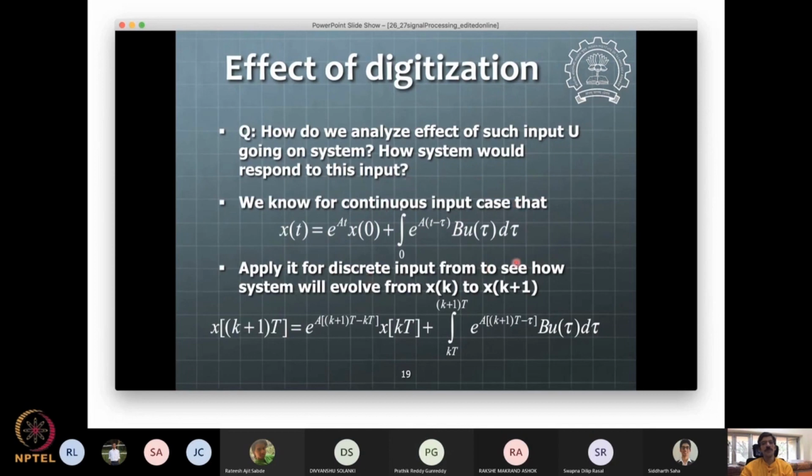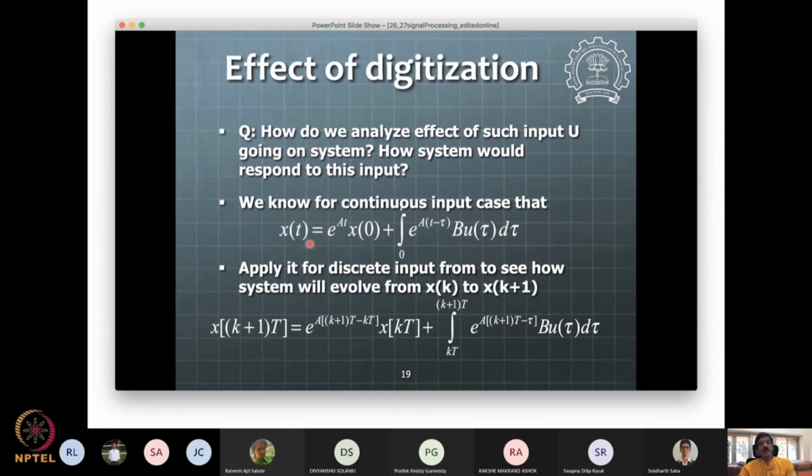Both forms are there, and x0 is your initial condition. This is how the solution of the system of the form x dot equals Ax plus Bu will be. So x is typically a vector here, and B is again a vector, and we are considering only a single input to this system. u is a single input that is going into the system.